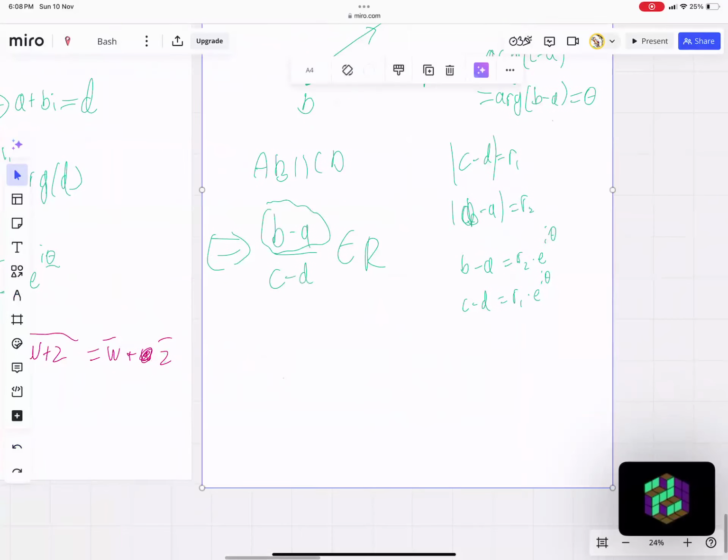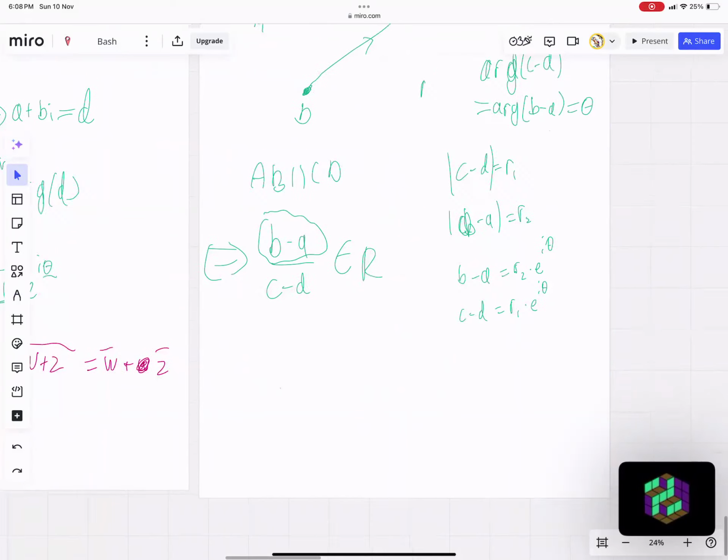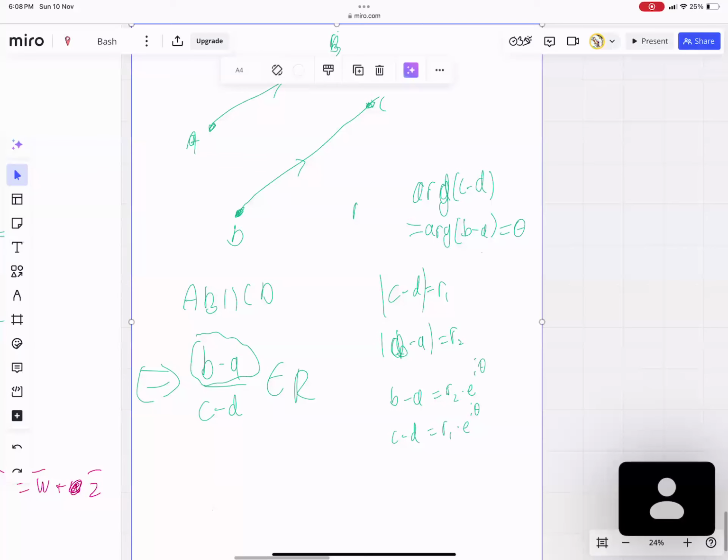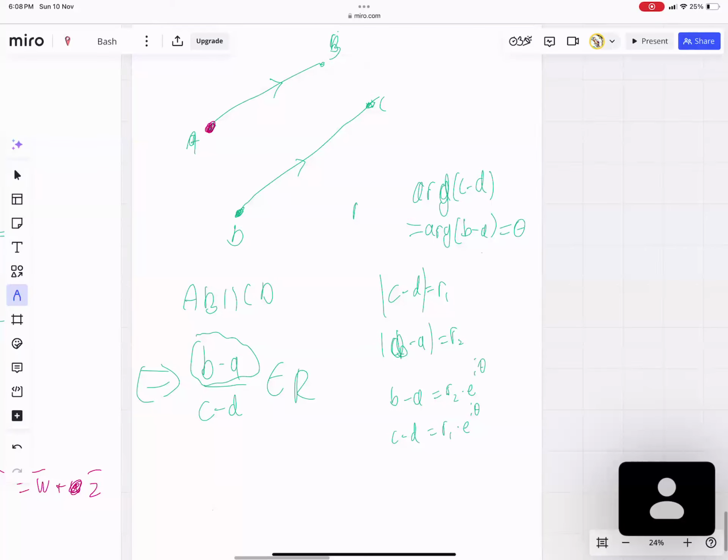Atharv, I have a question. How do you actually define AB and CD in terms of the two lines? Oh, so A is the complex coordinate of the point. So A has complex coordinate a, B has complex coordinate b.